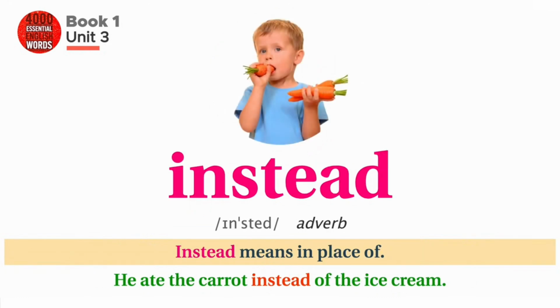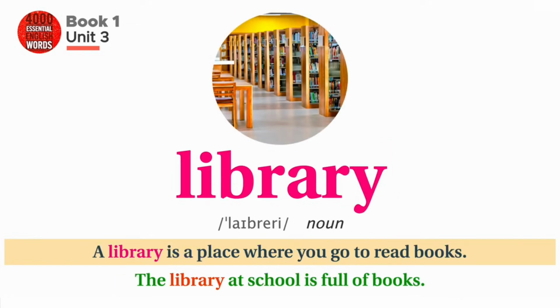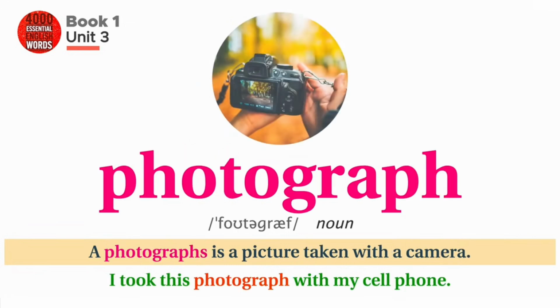Instead. Instead means in place of. He ate the carrot instead of the ice cream. Library. A library is a place where you go to read books. The library at school is full of books. Photograph. A photograph is a picture taken with a camera. I took this photograph with my cell phone.